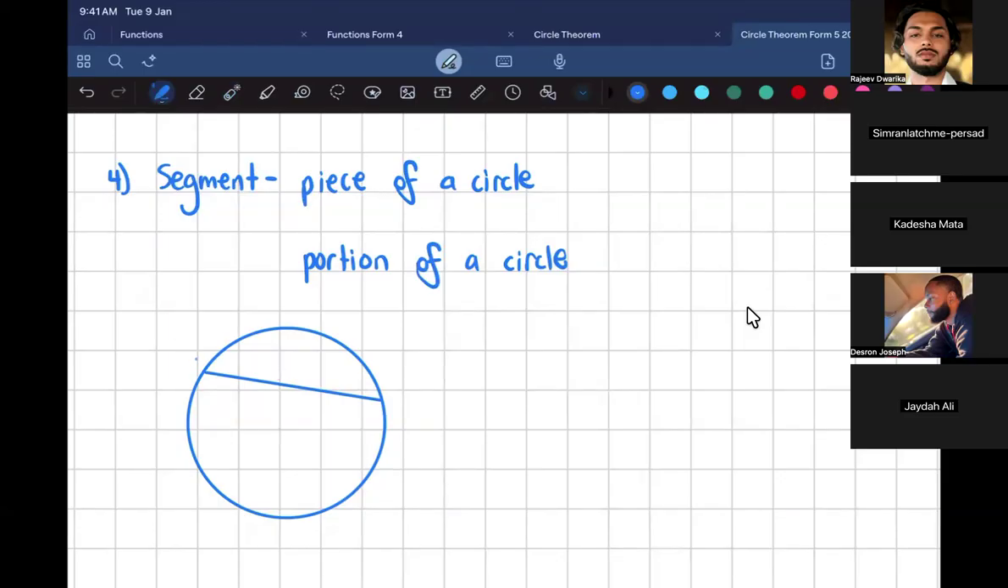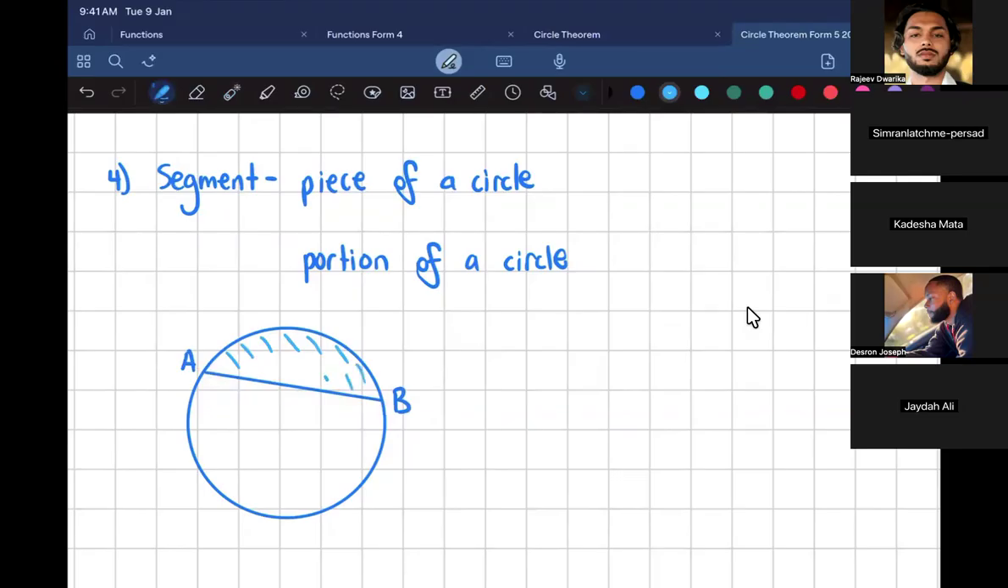So let's call this chord AB. I think everybody understands that it's a chord, right? Because it goes from one end to the other end. And does that line pass through the center? No. So it's a chord. So we have this segment over here.